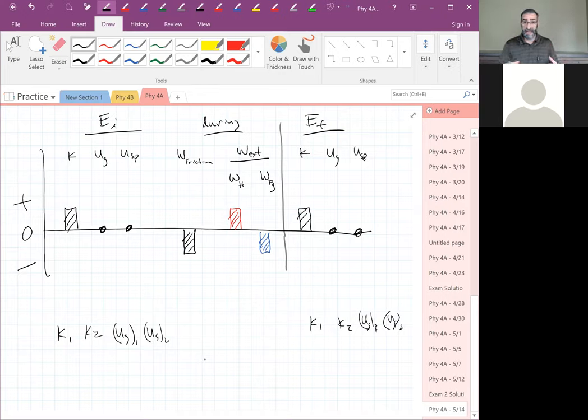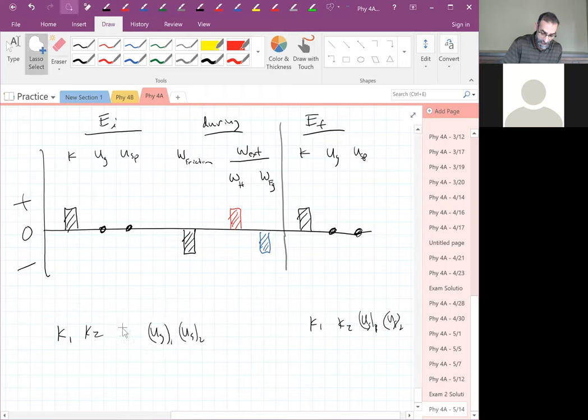What happens if we have a pulley that has mass? A pulley can have mass eventually. In a couple of weeks, our pulleys are going to have mass. So what are we going to do? We're going to do the exact same bar chart, only we're going to add in a kinetic energy term, a K pulley, kinetic energy for the pulley.